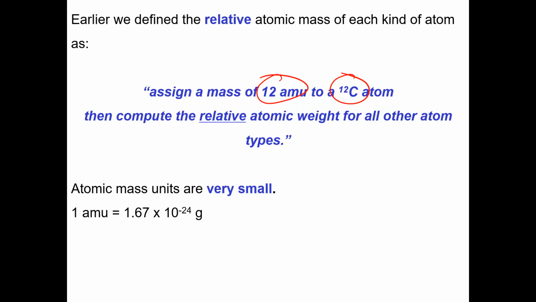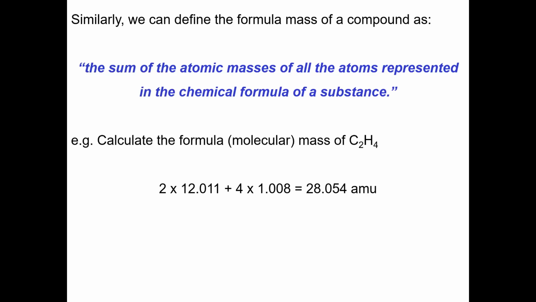Now I'm going to mention this several times, but it's worth noting that AMUs, atomic mass units, are very small and are not a particularly practical method of determining the amount of matter in an object. We can also define the formula mass of a compound. This is simply the sum of the atomic masses of all the atoms that are present in the chemical formula of a substance. We call this the formula mass.